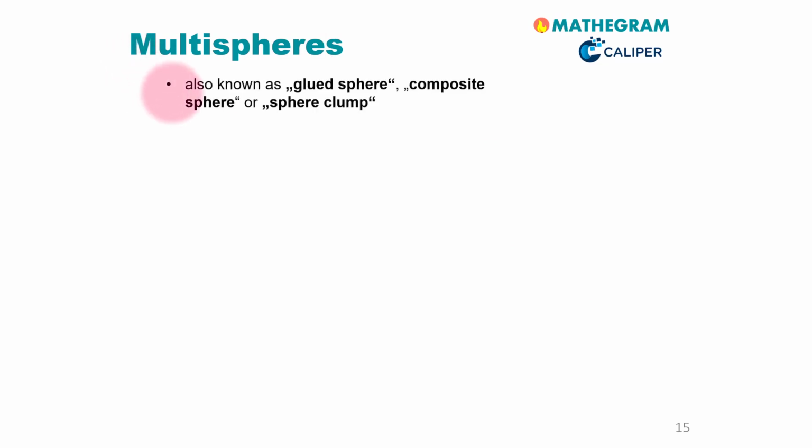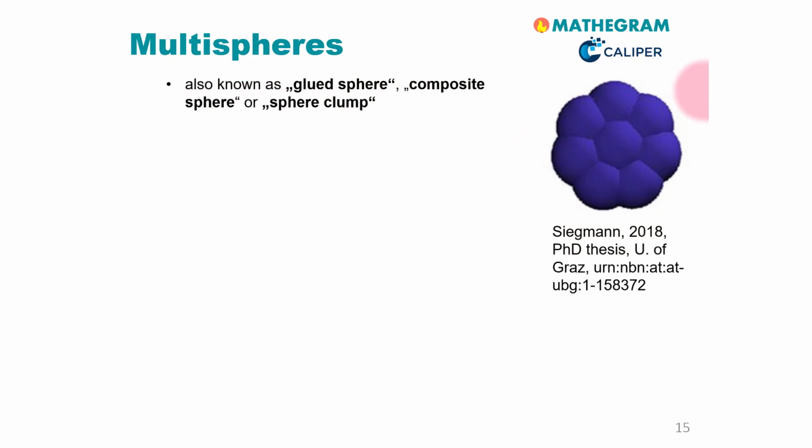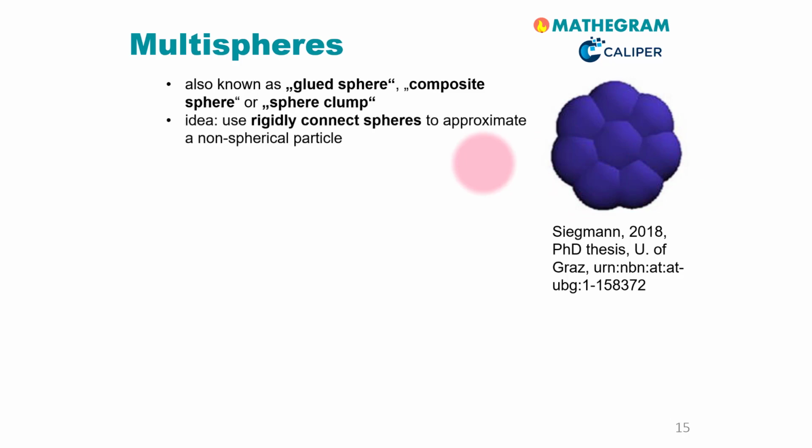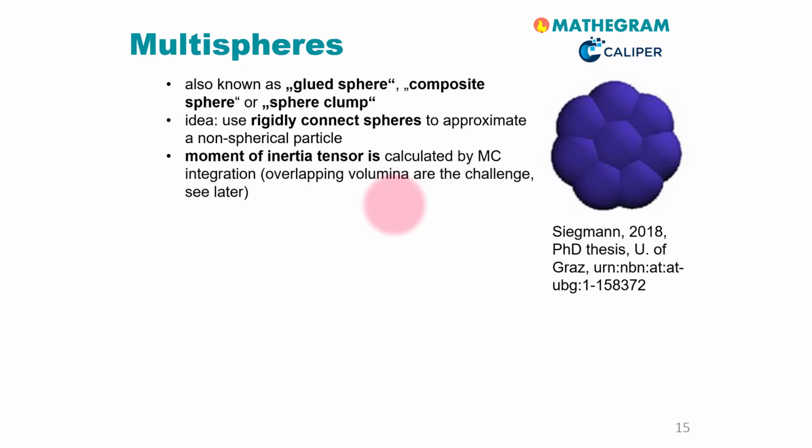This approach is also known as the glued sphere, the composite sphere, or the sphere clump approach, and is visualized here in this image. As you can see, we simply rigidly connect multiple spheres to a larger non-spherical particle. This is also the basic idea behind this. It's very simple. The challenge is that the properties of this composite non-spherical particle must be evaluated with care.